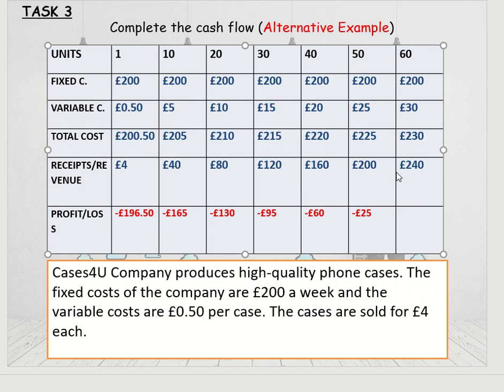Right, and the last one then, it's actually again, it's the revenue minus cost. This time it's higher, so 240 minus 230 gives me £10. So that's a positive value. So somewhere in here, the company starts to break even. So break even is when they make like £0, so not making a profit either or a loss. So somewhere between 50 units and 60 units is somewhere in between those.